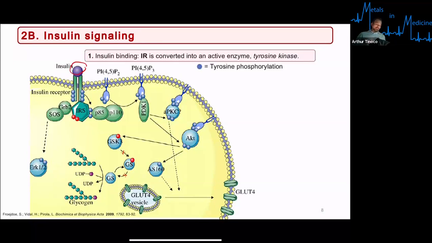What that leads to then is a tyrosine phosphorylation cascade. Essentially, this insulin receptor is converted into an active enzyme as a consequence of its interaction with insulin. That interaction with the insulin receptor is critical for this whole process to be triggered. Essentially, that insulin receptor is a tyrosine kinase. In other words, it participates in the phosphorylation of tyrosine, and it triggers this phosphorylation throughout different proteins within the cell.